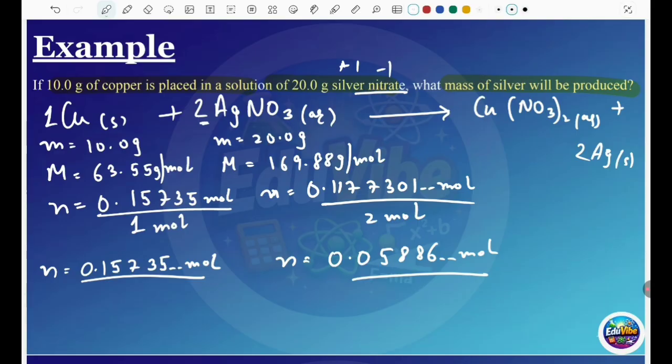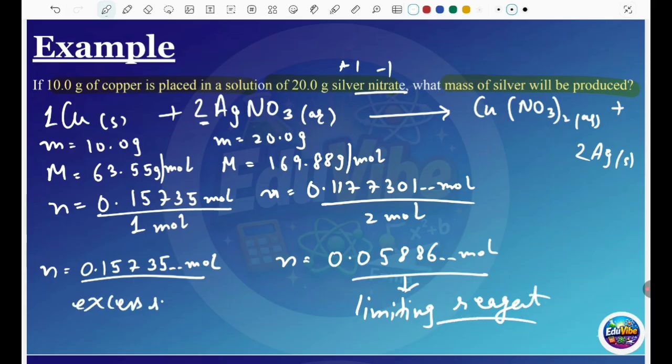Then for both moles, the one which is the smallest is called your limiting agent. Write this: this is your limiting agent, which is AgNO3, and this is your excess agent. You have to write this, like this is the limiting agent, this is the excess agent.